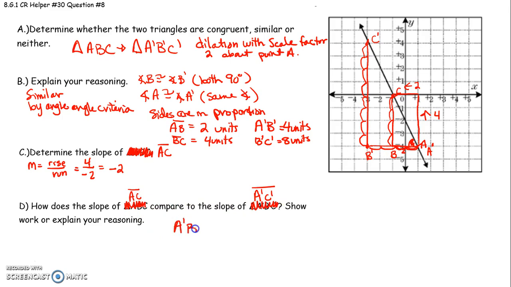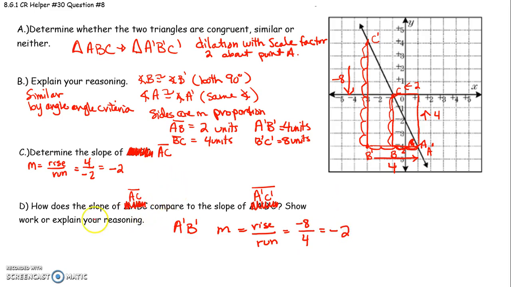The slope of A prime, C prime. We'll do rise over run again just for fun. So this time I could go from C prime to A prime if I want. So that means I'm going down 8 and to the right 4. Down 8 would be negative 8 over running to the right 4. Well, guess what negative 8 divided by 4 is? Negative divided by a positive is a negative. 8 divided by 4 is 2.